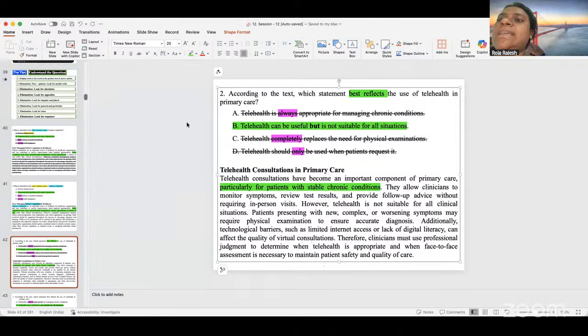However, telehealth is not suitable for all clinical situations. Patients presenting with new, complex, or worsening symptoms may require physical examination to ensure accurate diagnosis.